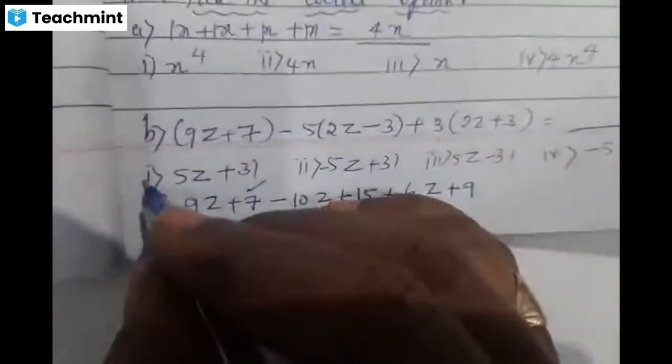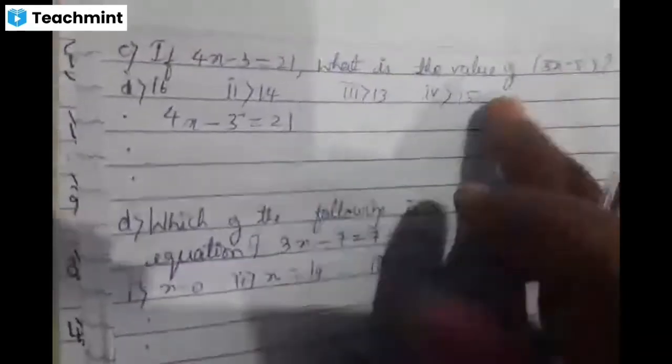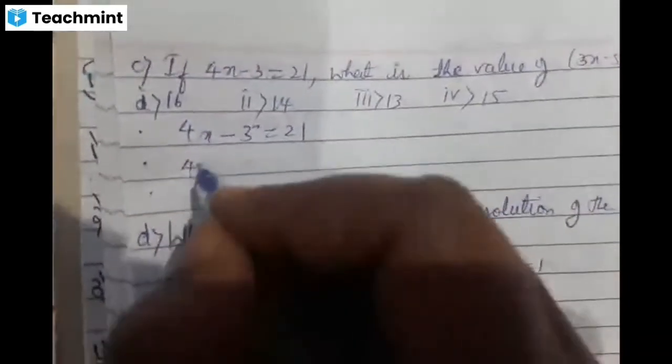Which is the correct answer, children? 5z plus 31. In the previous question, 4x is the correct answer. Next we have question number C. If 4x minus 3 is equal to 21. So what is the equation they have given? 4x minus 3 is equal to 21. What is the value of this? First let us find the value of x here.